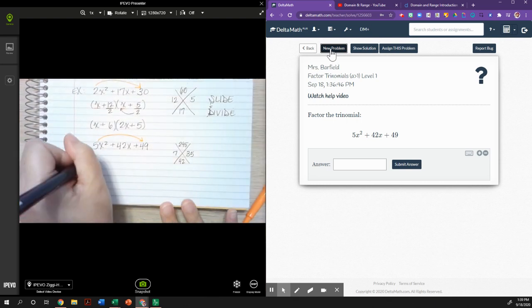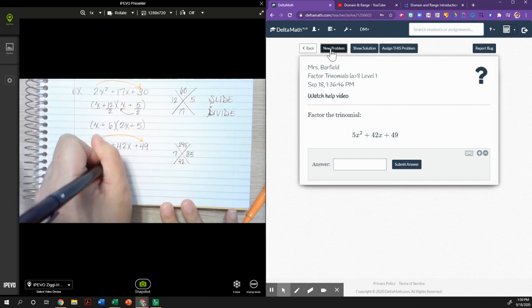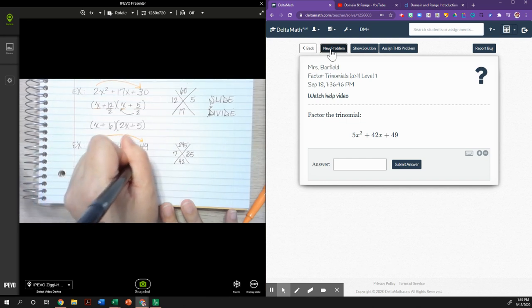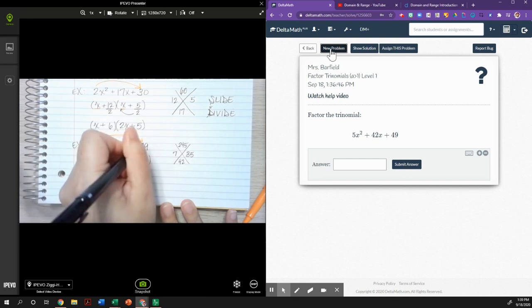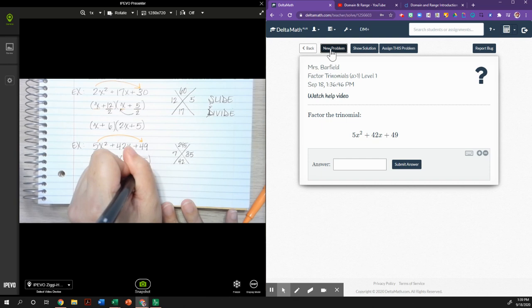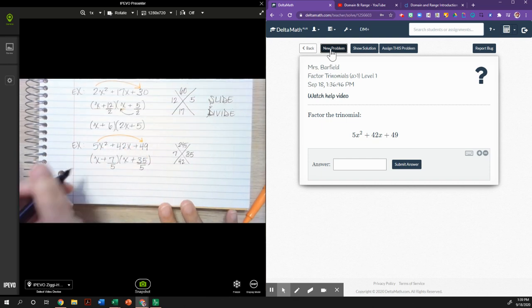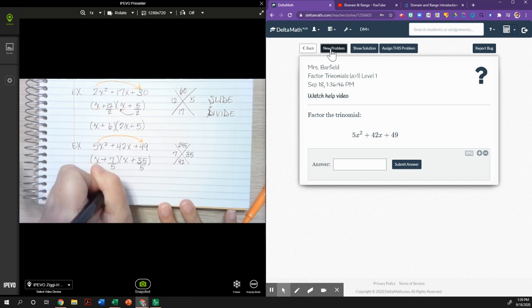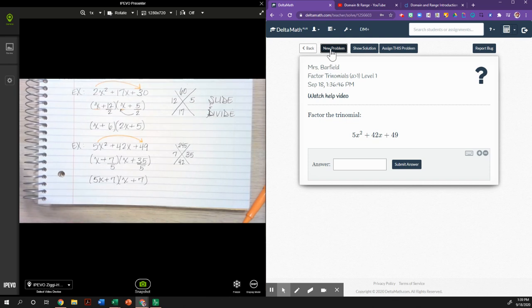So now I'm going to write x plus 7, x plus 35, and I have to undo that multiplication step with a division step. So I divide each one by 5. So I get 5x plus 7 because there's nothing to do with that, and I don't want a fraction. And 35 divided by 5, well, that's 7. Plus 7.